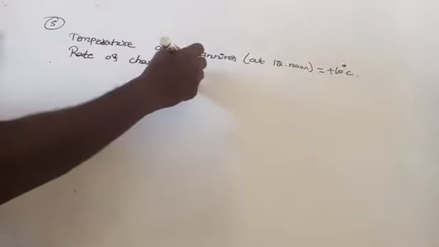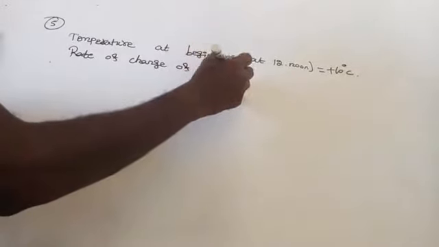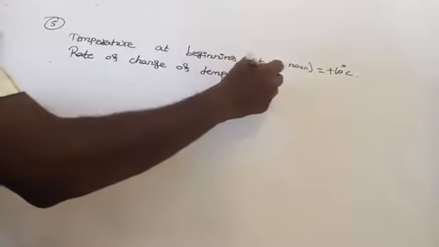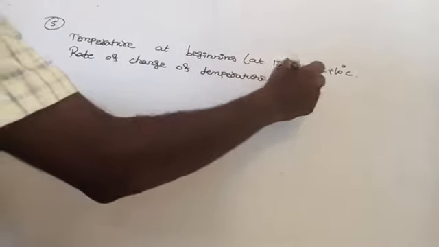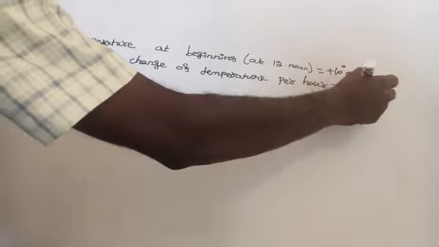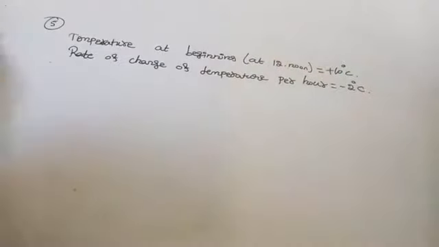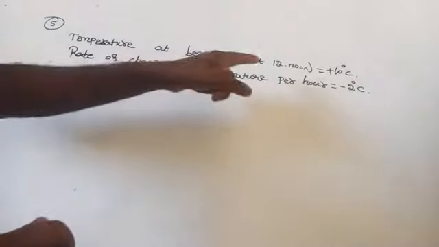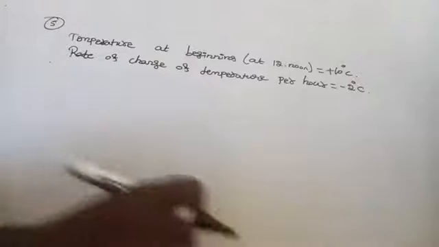The rate of change of temperature per hour is equal to minus 2 degrees Celsius. It decreases at the rate of 2 degrees Celsius in 1 hour. Are you getting there? Yes. Now, at the beginning, at 12 noon, it was 10 degrees Celsius.